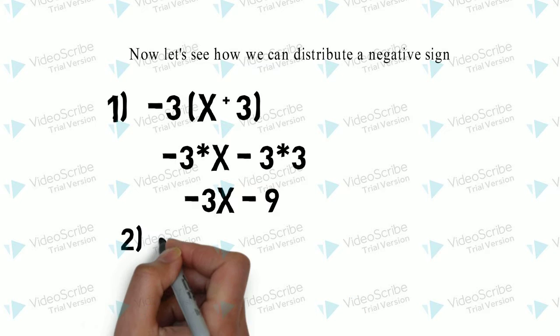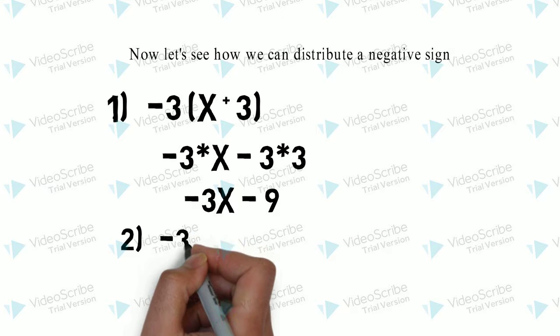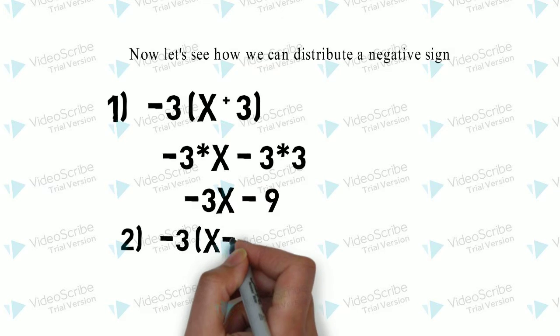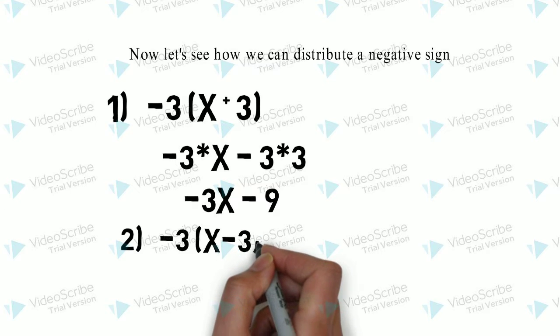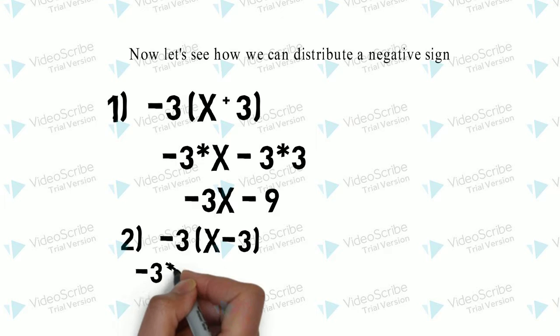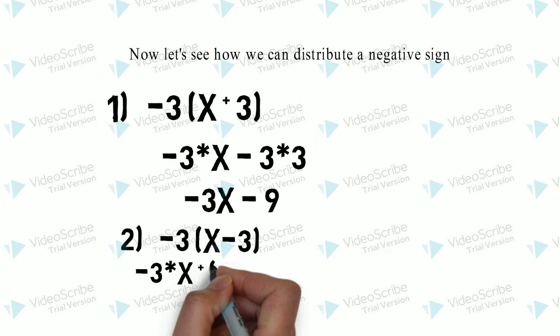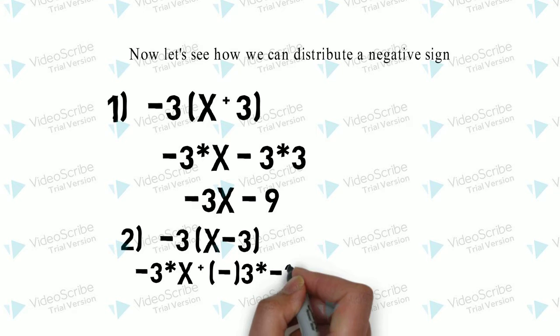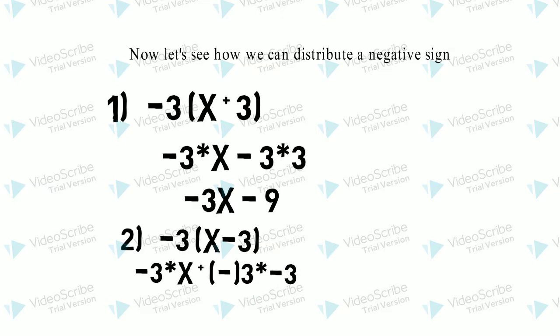Let's take another example: minus 3 times the quantity of x minus 3. First thing you do is distribute minus 3 to x and minus 3 to minus 3. So you get minus 3 times x plus minus 3 times minus 3. They're both minus. Then you simplify that, and you get minus 3x plus 9, because minus times minus is plus.